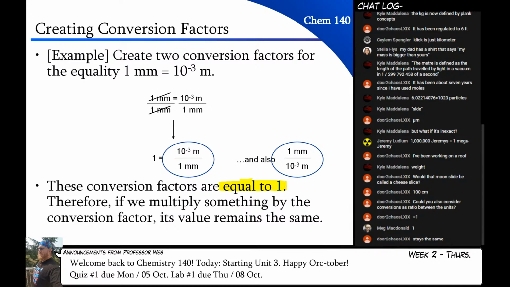Now, because these things equal 1, if I were to multiply, say, 6 meters by this, and I chose the correct version of this ratio to multiply by, for example, maybe this one, because I'm going to then multiply by that. If I'm multiplying these two numbers together, this is the same as me doing this.